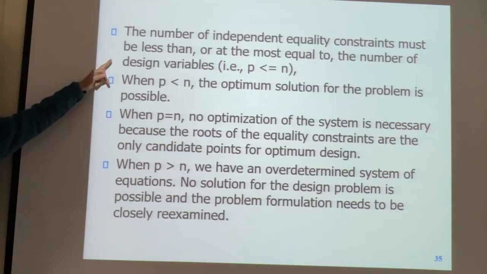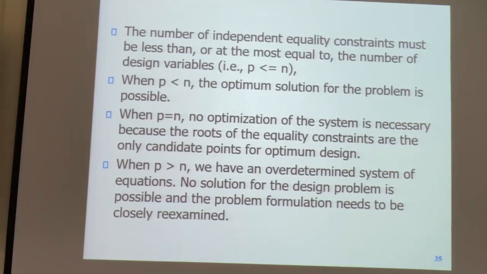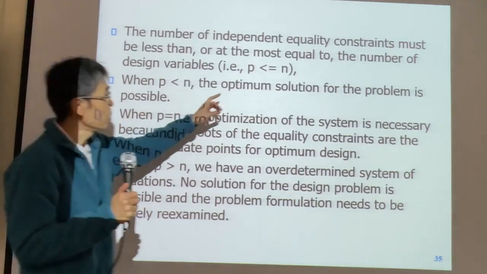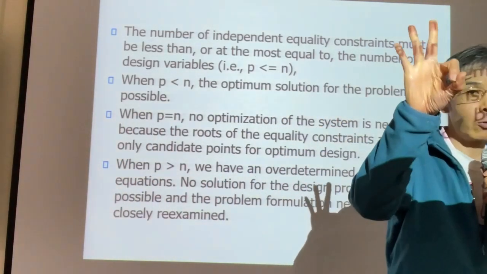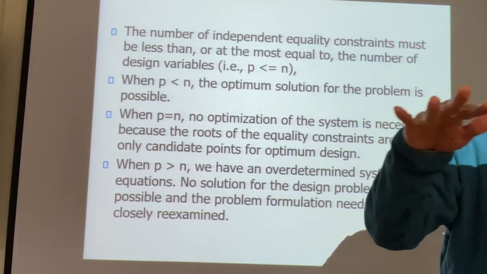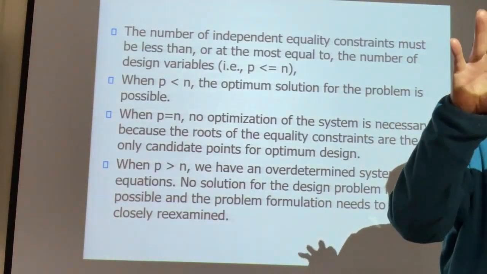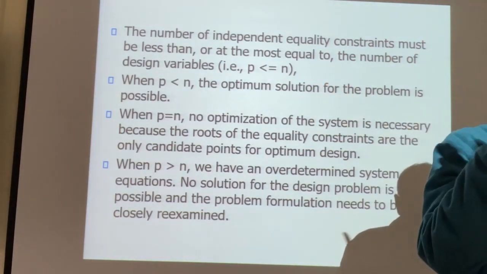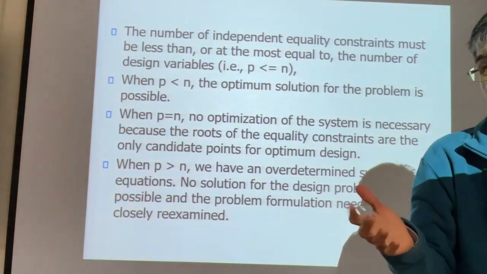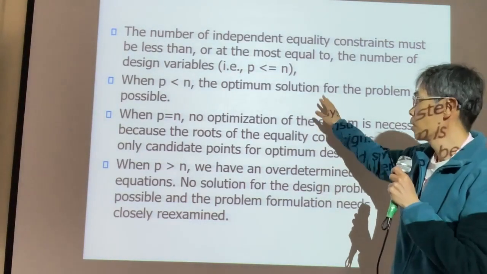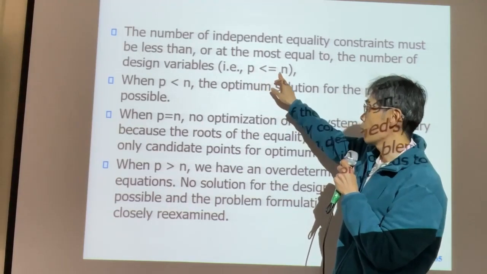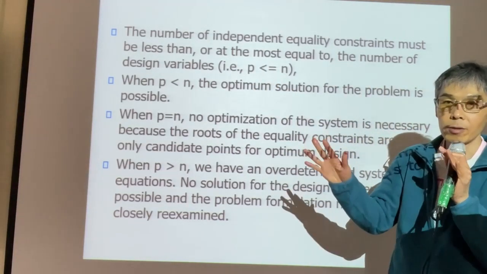Kaiser, could you read this? The number of independent equality constraints must be less than or at the most equal to the number of design variables. Yeah, see, equality constraint: if you have 3 design variables and 3 equality constraints, 3 equations, 3 variables, then there is only one solution, right? You don't need to do optimization at all. So p must be less than or equal to n. Otherwise, you don't need to do optimization.